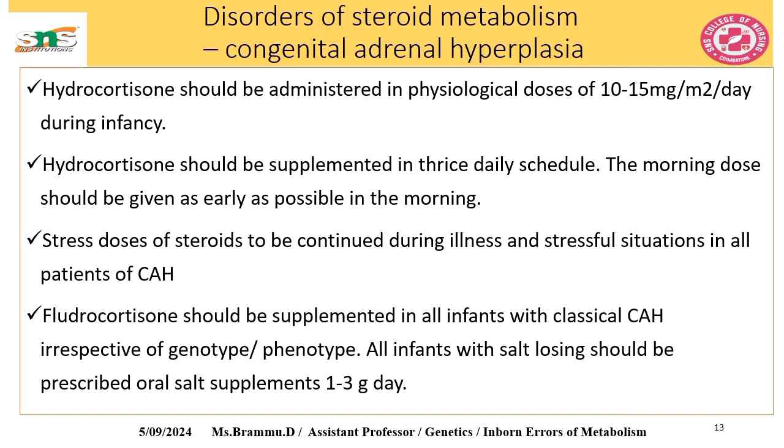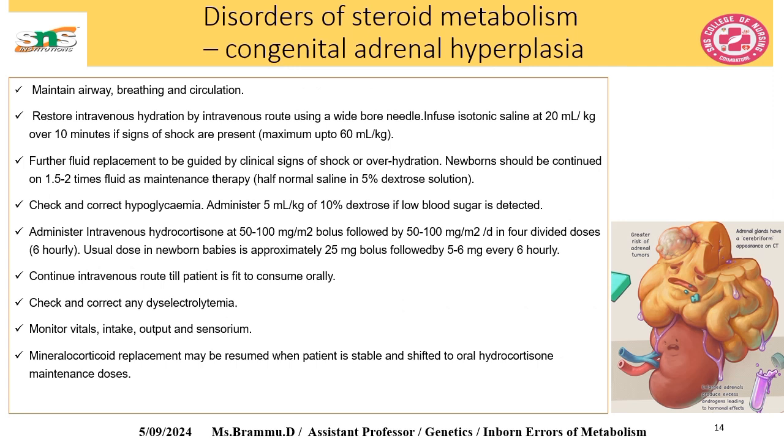For these cases, hydrocortisone is the treatment of choice according to the weight of the baby. We will be giving 10 to 15 milligrams per day, and hydrocortisone should be given in TID doses, and as usual the morning dose should be given as early as possible to enhance the function of the kidney. Stress doses of steroids can also be planned in stressful situations, and the other drug of choice is fludrocortisone, which is another steroid.